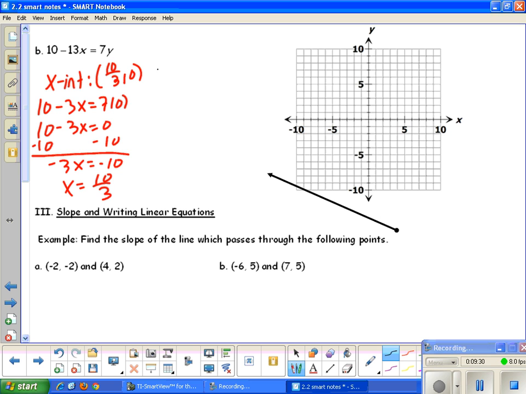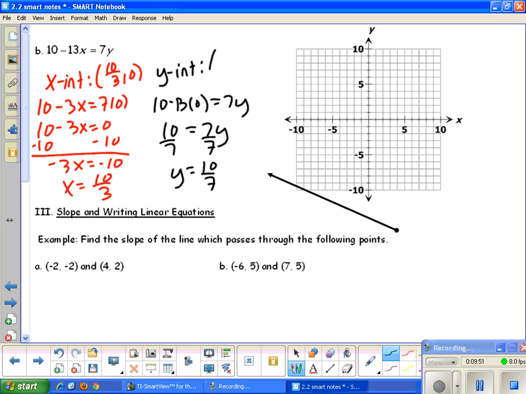My y-intercept, we're going to plug 0 in for x and solve. So 10 minus 13 times 0 equals 7y. So 10 minus 13 times 0 is just 10 minus 0, equals 7y. Divide both sides by 7, and we get y is equal to 10 over 7. So I get 0, comma 10 over 7.